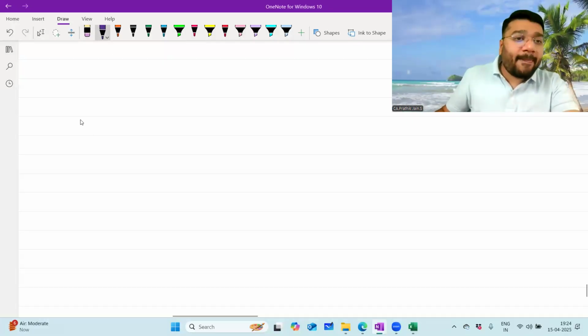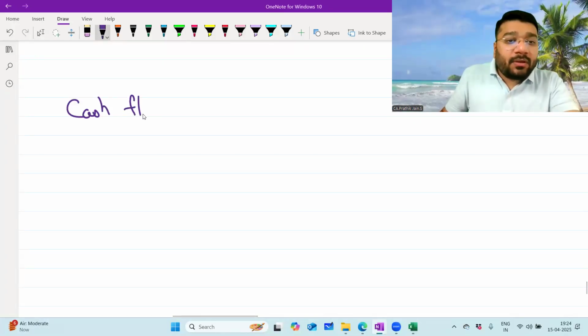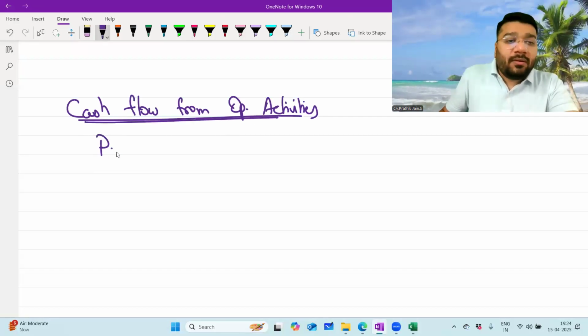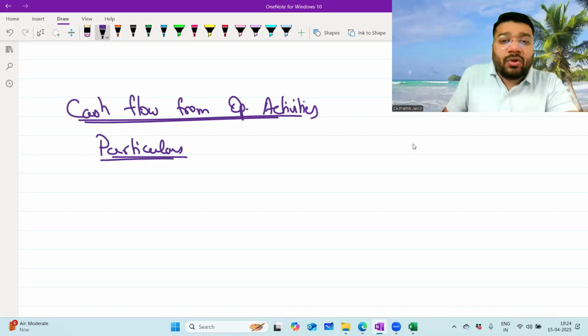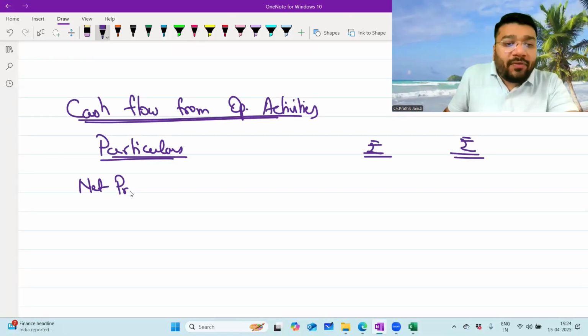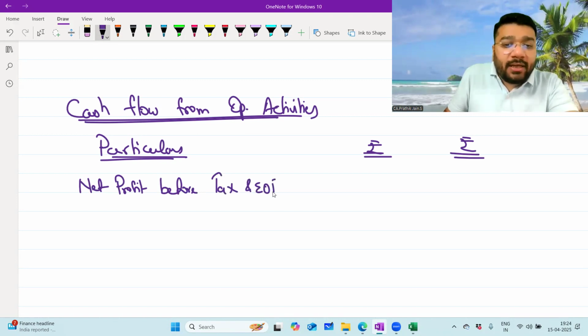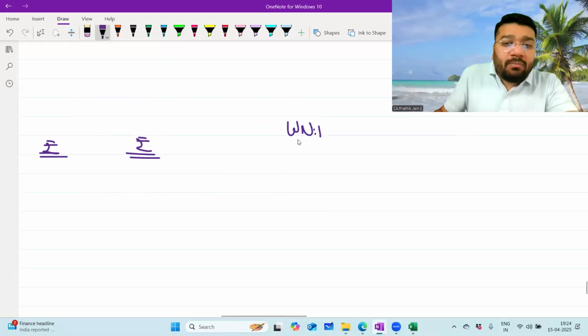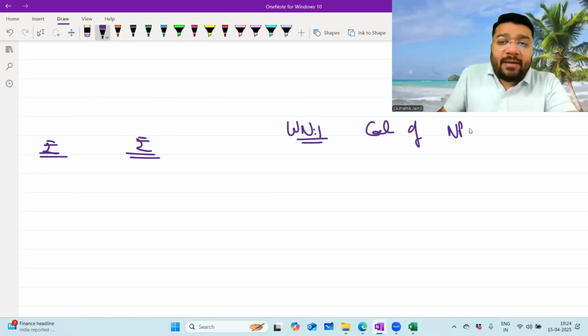Now heading is what? Cash flow from operating activities. Particulars, rupees inner column, rupees outer column. Now, net profit before tax and extraordinary item. How much is it? Not given, so we have to calculate. So working note number 1. Working note number 1: calculation of net profit before tax and extraordinary item.